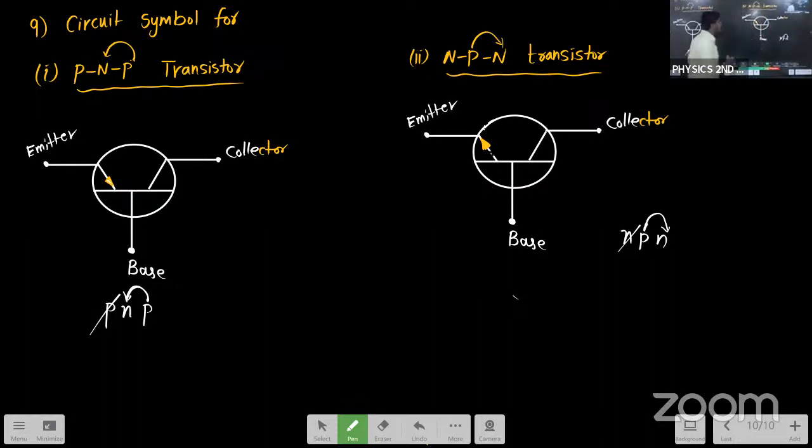So see here, what are the three terminals in a transistor? We have emitter, base, and collector. And how many types of transistors do we have? We have two types of transistor. What are those? PNP and NPN transistor. I hope you understood this, and you will remember this circuit diagram. Very important for your examination.